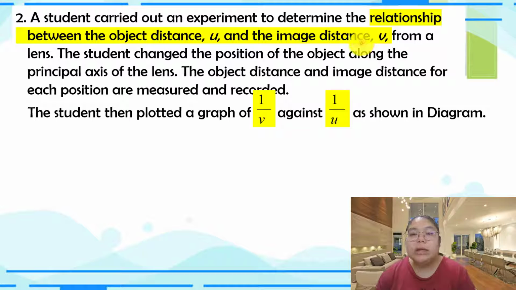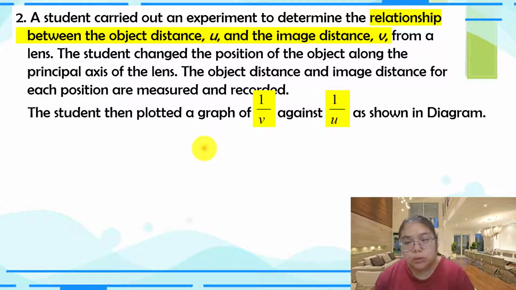So this one is related to Chapter 5, from the four topics, the images formed by the lens. Now the student changes the position of the object along the principal axis of the lens. The object distance and the image distance for each position are measured and also recorded. Now the student plots the graph. Meaning this experiment they have already done, then after that they plot the graph already.